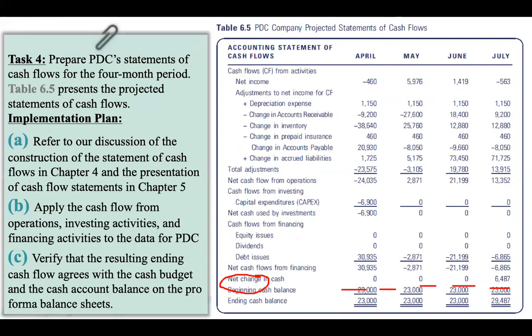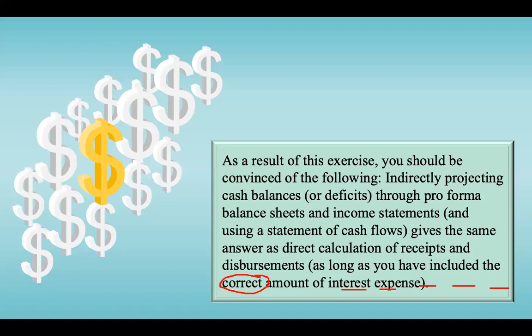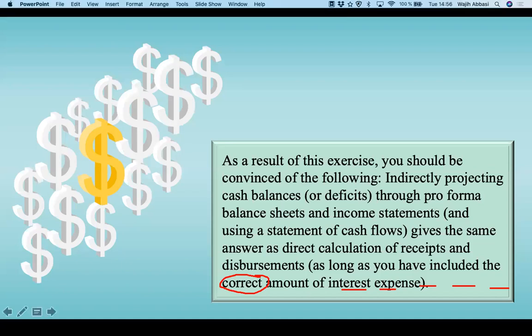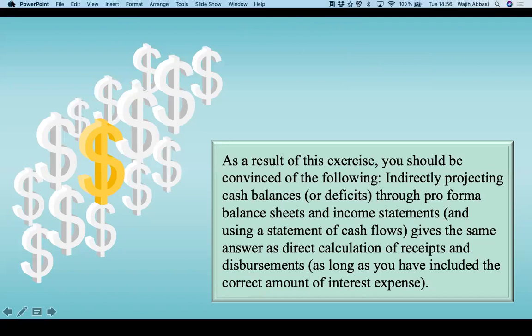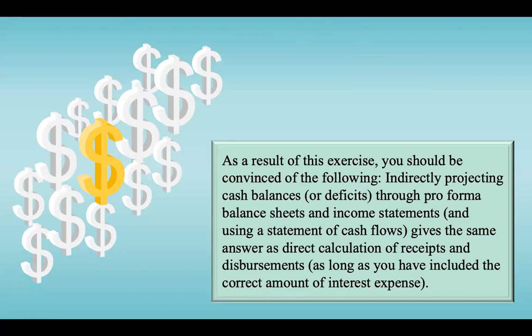So here is how to build the cash budget in a different manner. So we'll skip this part. So this is the end of the first part of the sixth chapter. Any questions? So now we have learned how to use the information available to us to build what we call the cash budget, then to build the pro forma income statement and the pro forma balance sheet.